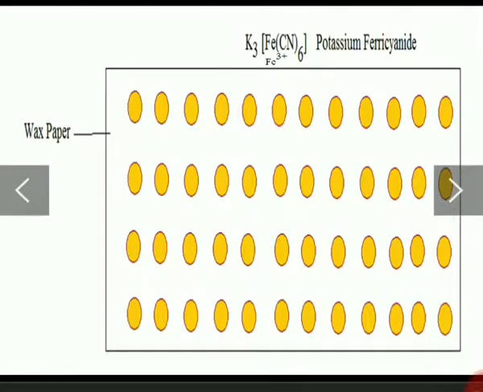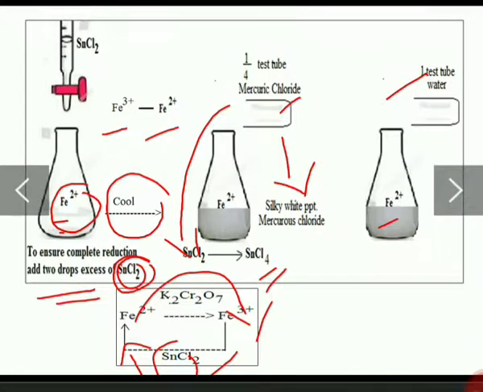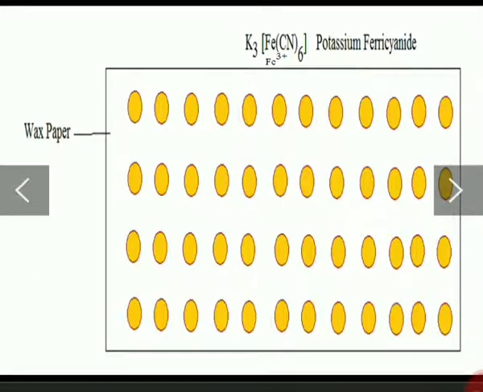In the previous experiment, you were adding indicator directly into the conical flask. But this experiment is a method used to determine the iron by using an external indicator. So you are not supposed to add indicator directly into the conical flask. You should add indicator to the wax paper. Wax paper will be given to you. On the wax paper, you have to add potassium ferricyanide. You can see the drops of potassium ferricyanide placed on the wax paper.